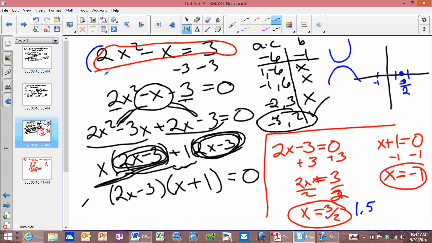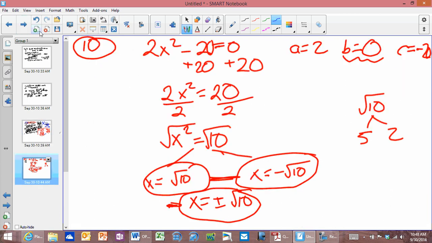Okay, so then I have to go over here and look at this. This is positive in front of my x squared. Positive opens up. So I have something, and I know my solutions look like this. So here, if you were given this graph, you would just look at it and be like x equals negative 1 and 3 halves.